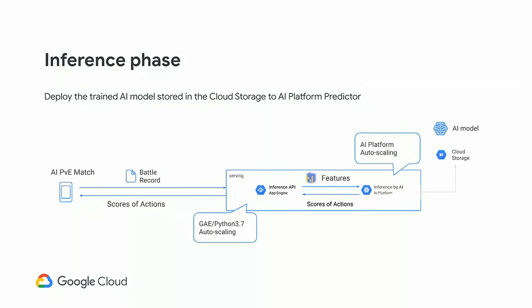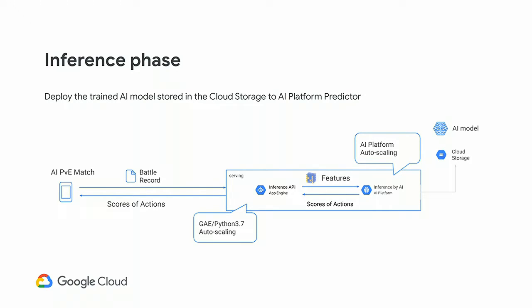I'll move on to the inference phase. Please take a look at the communication between the client and the inference API server on the left of the slide. The battle records are posted to the inference API server from the client who is playing against the AI bot. The inference API server reproduces the battle from the record, then extracts the features, and sends the features to the online prediction API of the CloudML Engine.